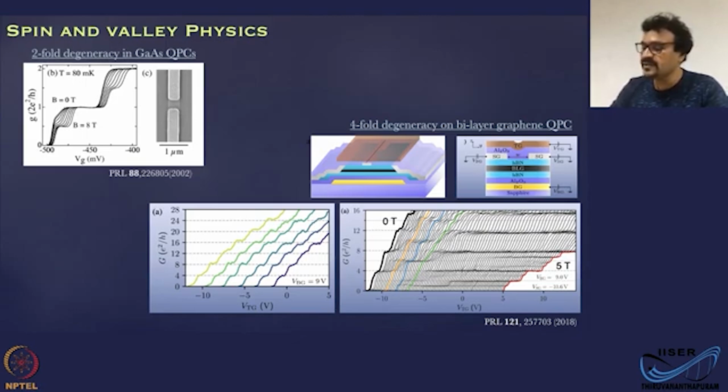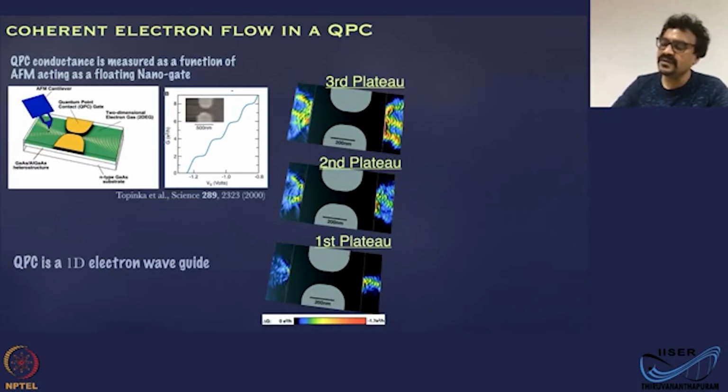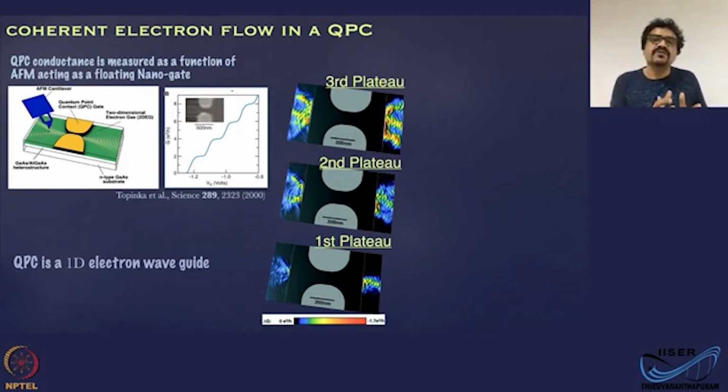Now there is the very famous work by a group at Harvard headed by Bob Westervelt, which is published in this article here, where they have imaged the coherent flow of electrons through this constriction.